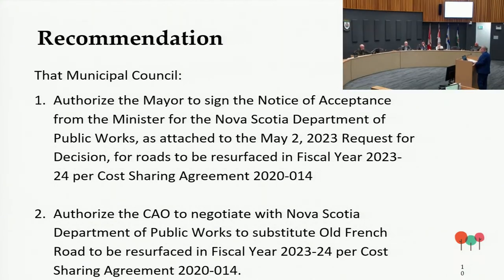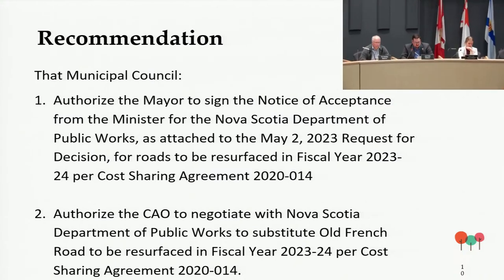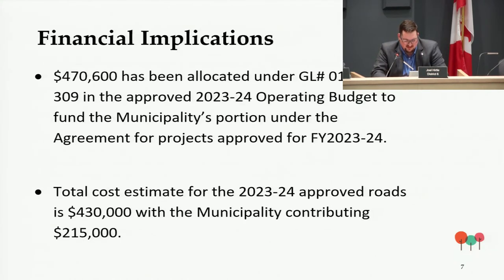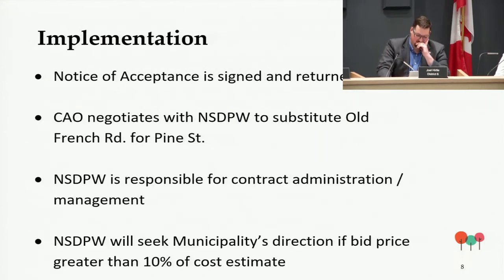Councillor Hurdle. Yes, what was our total budget that we approved to be submitted prior to receiving this proposal back? So our total budget was $470,600. So we're getting less than half of that approved on our list, correct? Correct. Thank you. Thank you, Councillor.